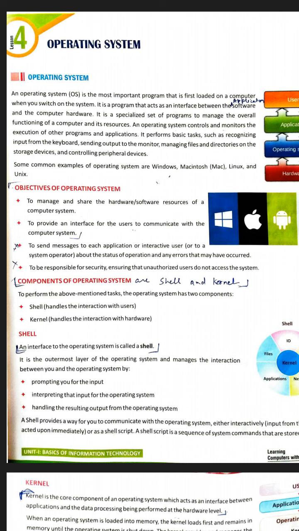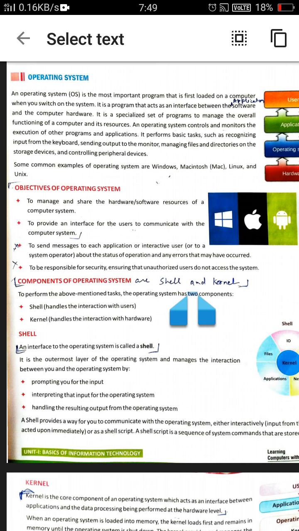We are going to start from the first lesson, and it is the fourth lesson in the book. The lesson name is Operating System, and this is the theory lesson. We have already done the practical of this lesson, that was the fifth lesson, working with operating system. In this lesson it is defined what is the use of the operating system, the components of the operating system, the objectives of the operating system, and the functions of the operating system.